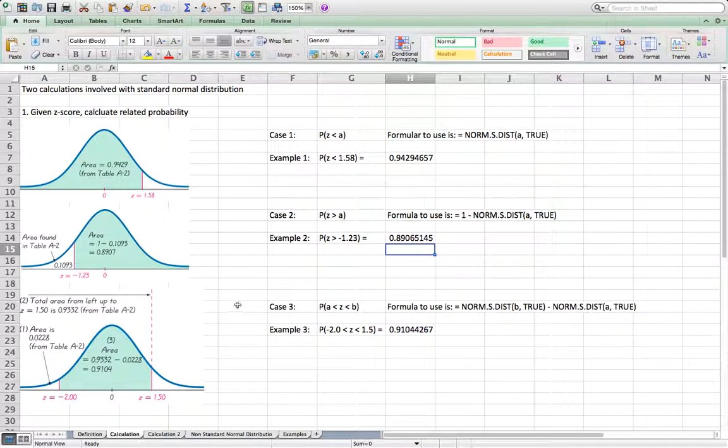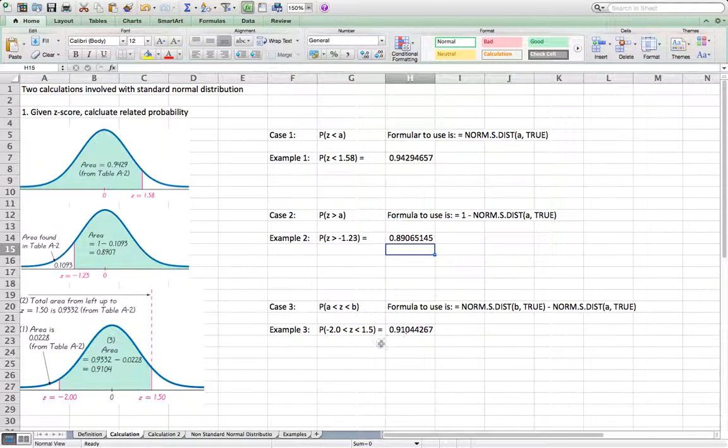Now, case 3 is I want to calculate the probability that a random pick of z-score will be located between two given values. For this example, the left value is negative 2.0 and the right value is 1.5, so equivalently you want to find the area between negative 2 and 1.5. To calculate this area, I will use the area on the left side of 1.5 minus the area on the left side of negative 2.